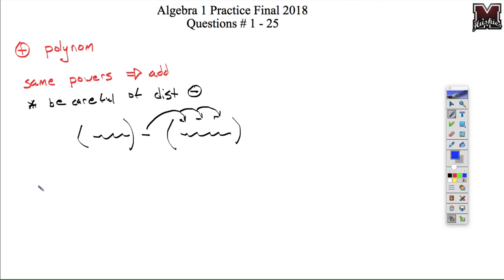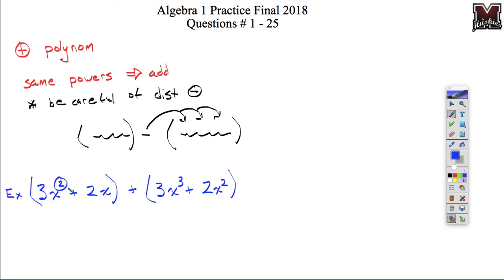So if I have 3x squared plus 2x, and I'm going to add this polynomial with, this is an example, I should label this, with, I don't know, something like 3x cubed plus 2x squared. I have to look for things that have the same powers. Powers are this number, this exponent up here. Do I see a power of 2, x to the power of 2 anywhere? Not there, not there. There. That means that this number 2 and this number 3 can be added, and I don't touch the x squared. The x squared stays there.